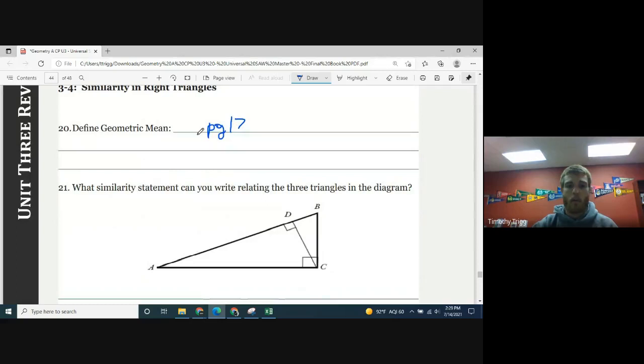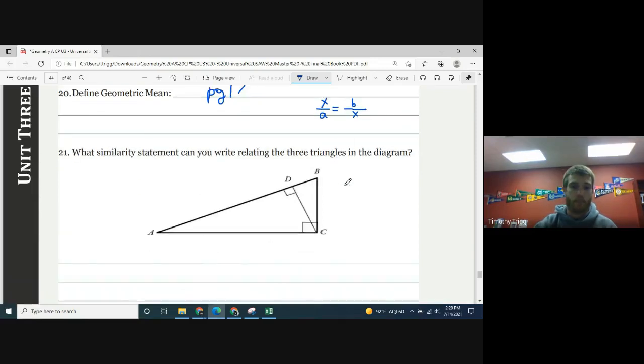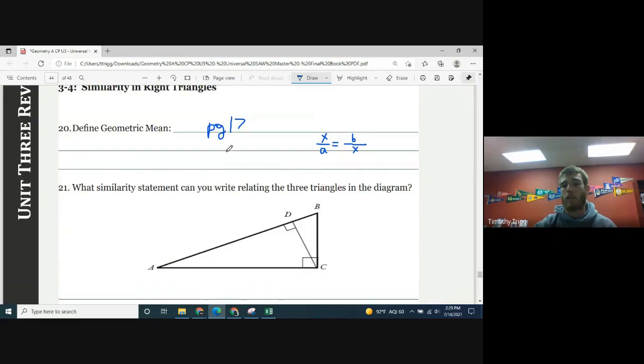For geometric mean, I want you to go ahead and go to page 17. The one thing I want to emphasize is when you're writing the definition and you write the proportion, make sure you show that the x is opposite from itself. So when you're doing geometric mean, you're setting up a proportion, but x has to be opposite from itself. That's key. But go to page 17, you'll find the rest of the definition.